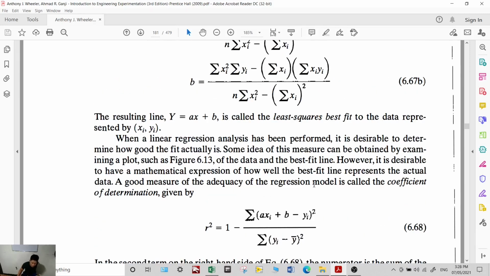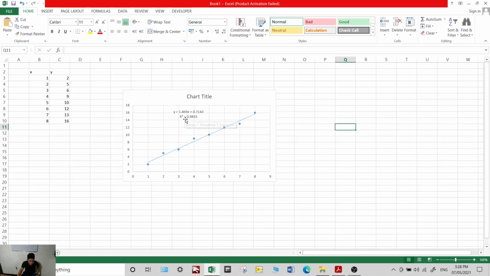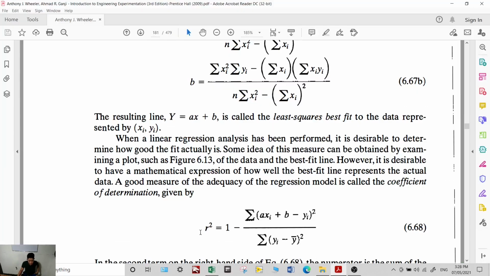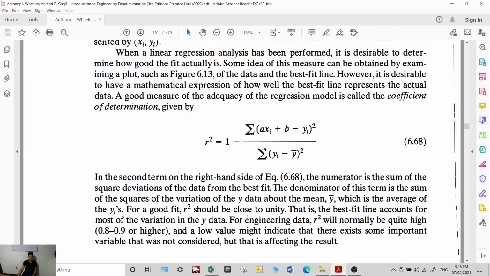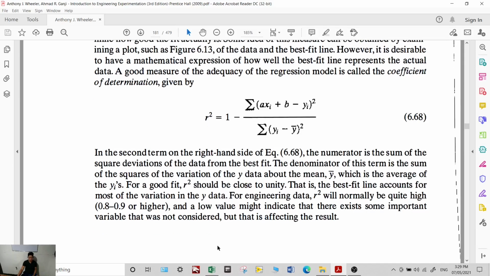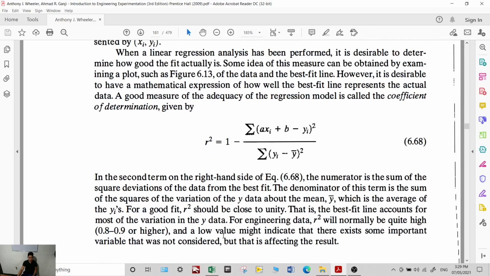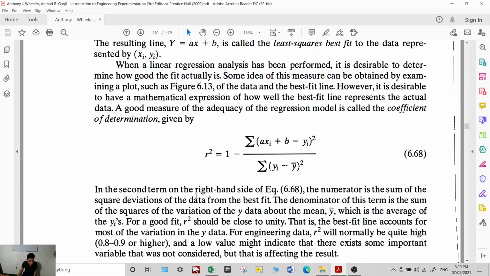Okay, and then ang R squared, mao ni ang coefficient of determination. Kung magkadako ning R squared nimo, the best fit line accounts for most of the variation. For engineering data, R squared will normally be quite high, 0.8 to 0.9 or higher. A low value might indicate that there exists some important variable that was not considered. So dapat dako ang value aning R squared nimo, no? Duol gani sa 1, meaning good fit na siya.